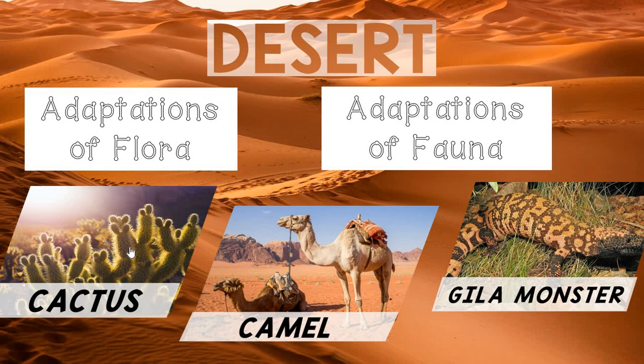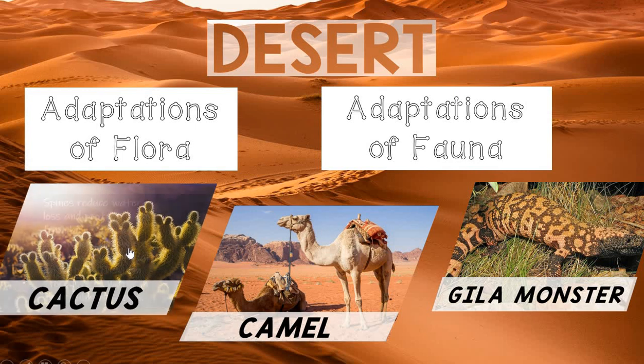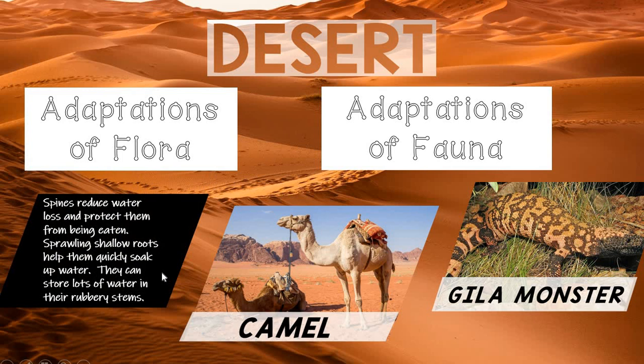Let's take a look at some of the adaptations of the life in the desert. So a cactus has spines instead of leaves, and so those spines are actually adapted leaves. They reduce water loss, and then of course they protect them from getting eaten. Cactus also have shallow roots, and they sprawl, which means they spread out really wide, which helps them to quickly soak up water when it actually does rain. And then their stems are what we call succulent, which just means that they're kind of rubbery, and that allows them to hold a lot of water in them and be waterproof.